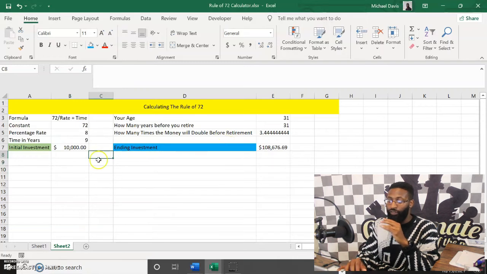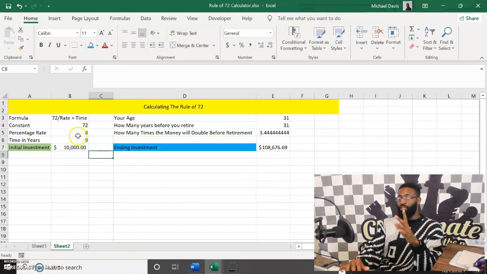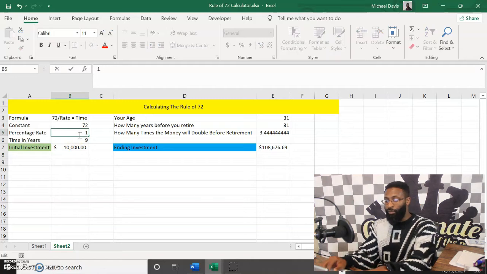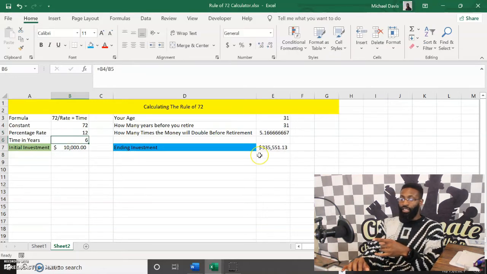Now, so this is the rule of 72 being calculated. Now we can always change the numbers. Let's say if you had a better investment, we do 12%. The numbers change immediately. Why? It should double 5 times. Therefore, we have 335,551. It takes 6 years for it to double, because it's always being divided into 72 to give you the amount of time in years.